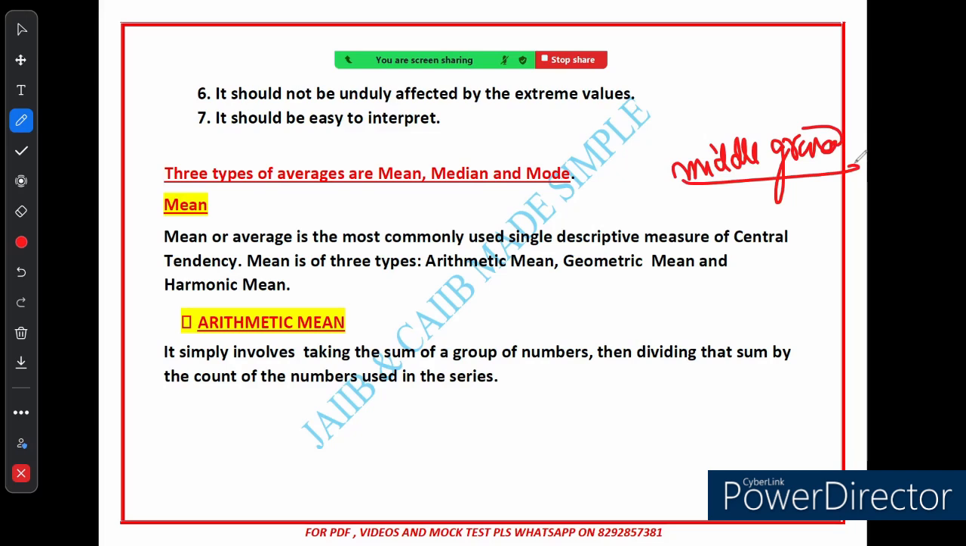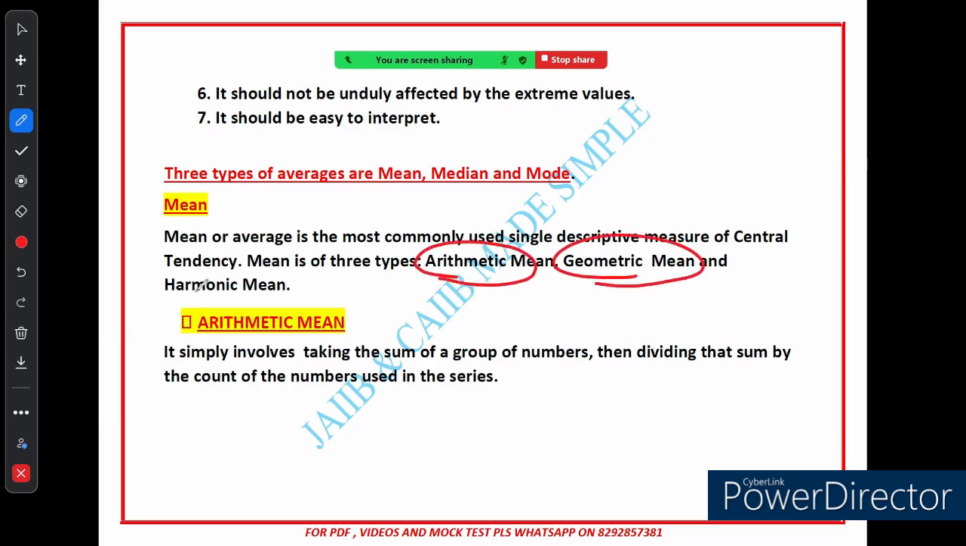And guess what? There are actually three different kinds of mean: arithmetic mean, geometric mean and harmonic mean. Today we are focusing on one thing, that is arithmetic mean. Calculating the arithmetic mean is super simple.